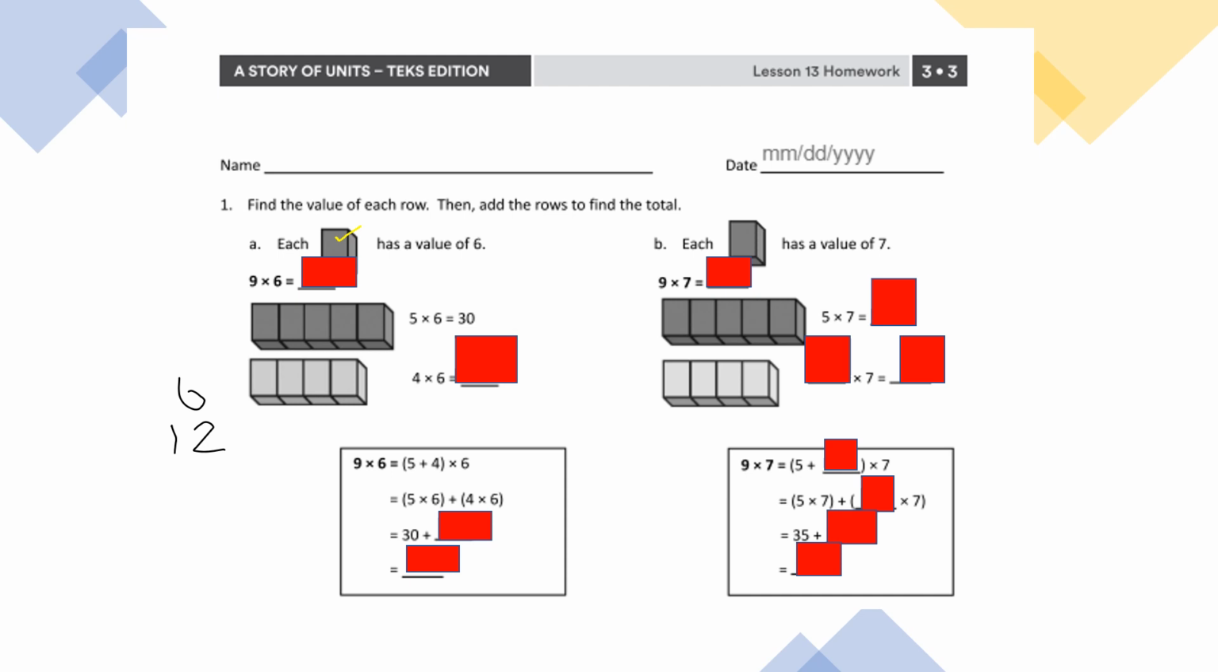We're trying to solve 9 times 6. That's the equation that we're actually trying to solve. 9 times 6. All right, so we're going to break apart part of that equation so that we can make it a little easier to solve. All right, so we're starting out with 9 times 6. And we're going to use a number bond to break apart the 9 into 5 plus 4.